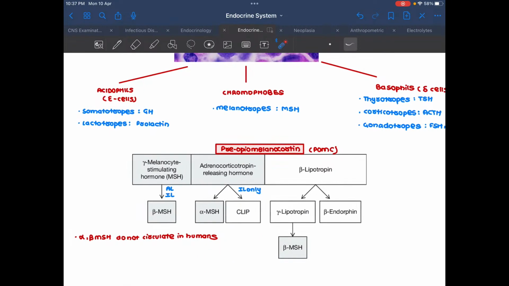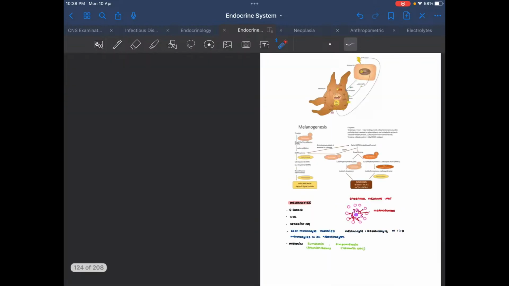One more thing, what is POMC? Pre-opiomelanocortin. Okay? It's a very big hormone, and many different components come out of it. For example, if someone asks what comes out of pre-opiomelanocortin, mainly we have to remember only beta MSH is released. We are talking about those animals which don't have the intermediate lobe of the pituitary. That is what I mean by IL, intermediate lobe. So we forget both of those. Beta MSH is released, then beta lipotropin is often released, and ACTH is released. Okay? ACTH, gamma MSH, beta MSH, and beta lipotropin are parts of POMC. So alpha and beta MSH do not circulate in humans. That is very important. Okay?